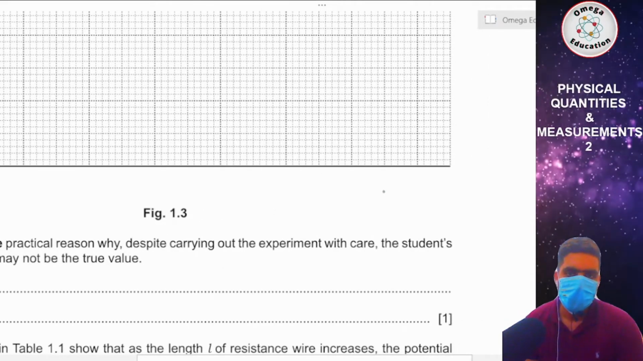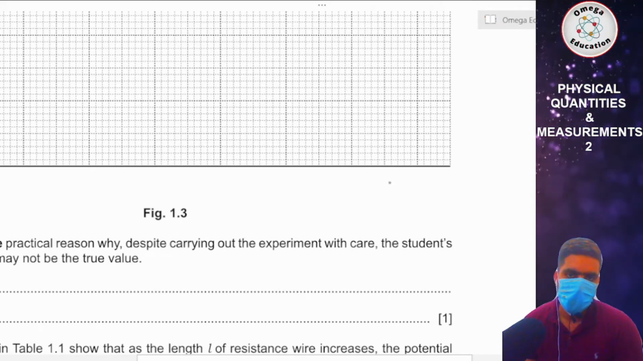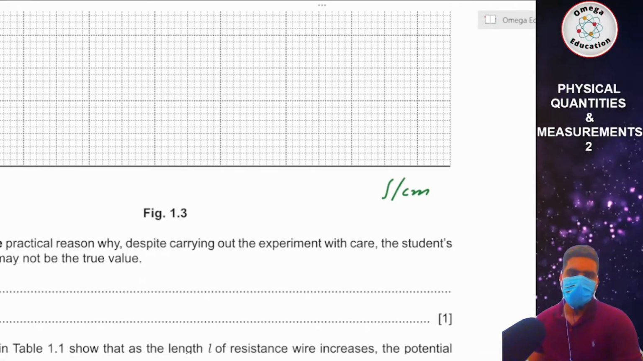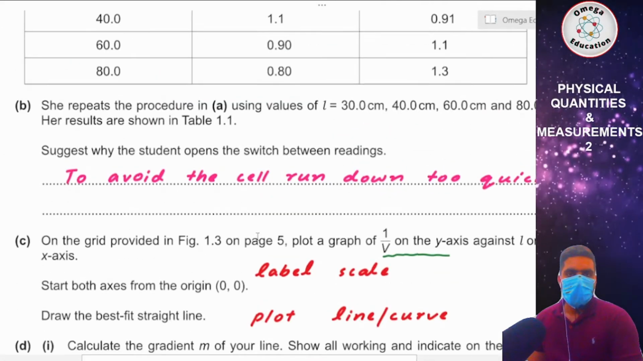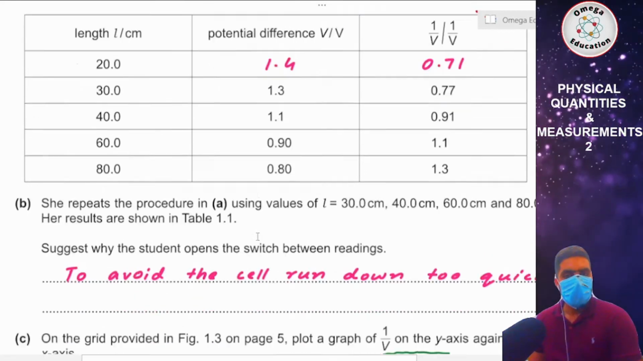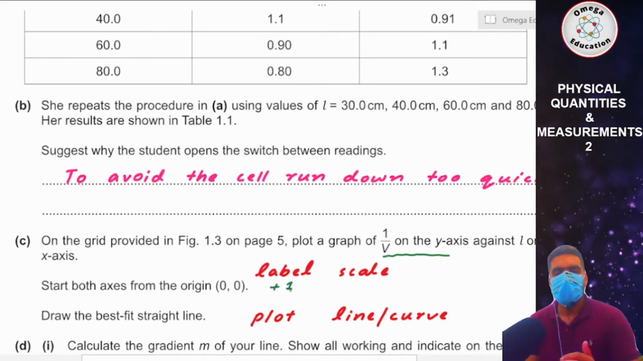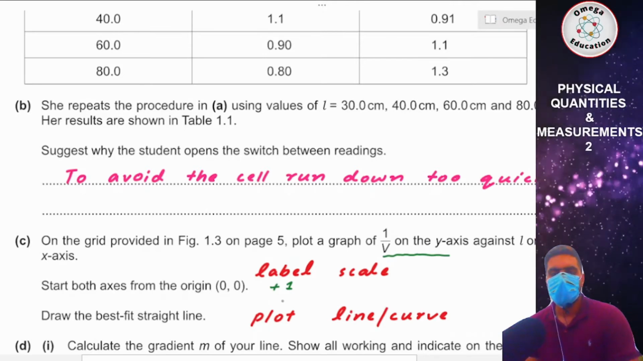So we write length in centimeters. Length would be measured in centimeters. And like I said, the next step and the most important step. So labeling is done. When I say the word label, it means you have to label with the proper units. Only then you get a first mark from here.